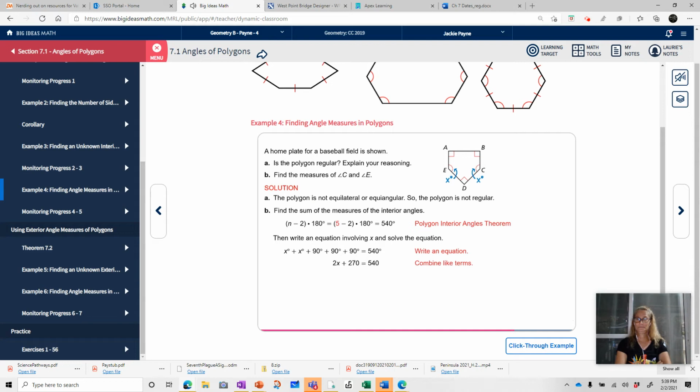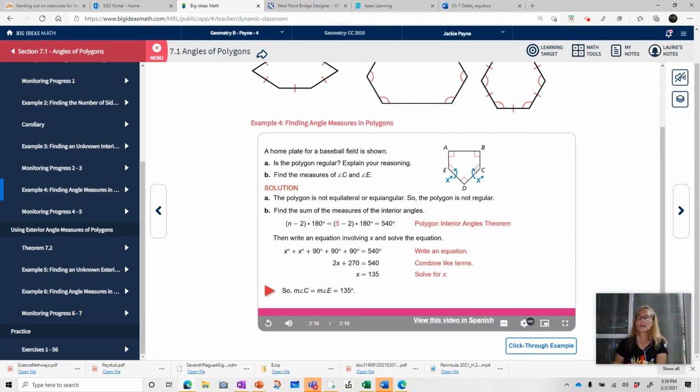Now solve for x. First, subtract 270 from each side of the equation to get the equation 2x equals 270. Then divide each side of the equation by 2. This gives you x equals 135. So, the measure of angle C equals the measure of angle E, which equals 135 degrees. Again, hopefully you followed all that.